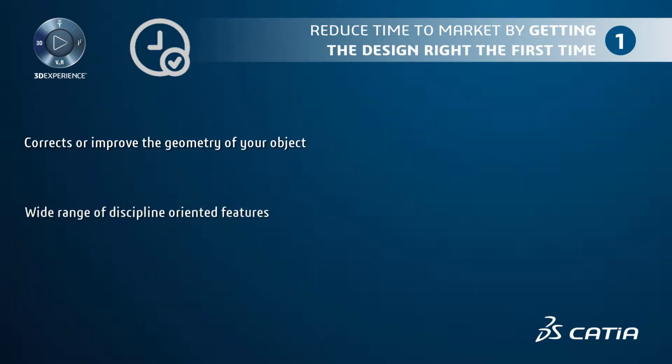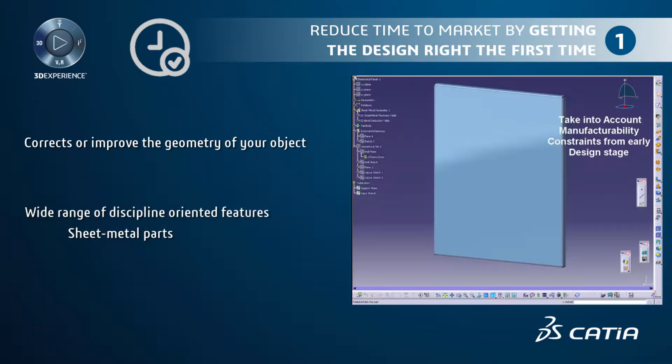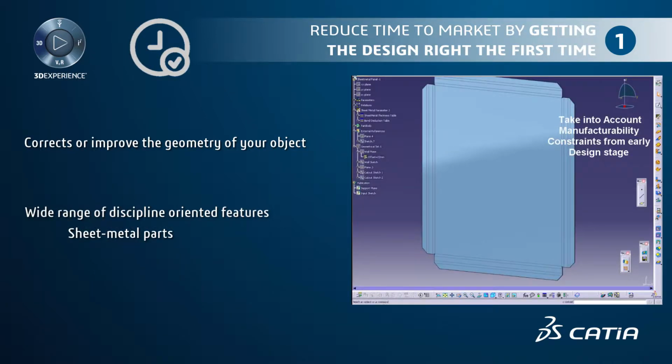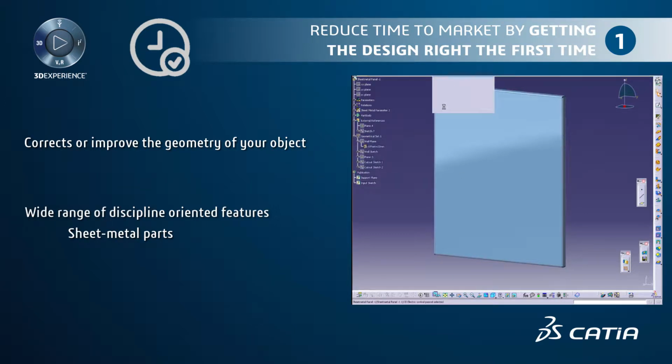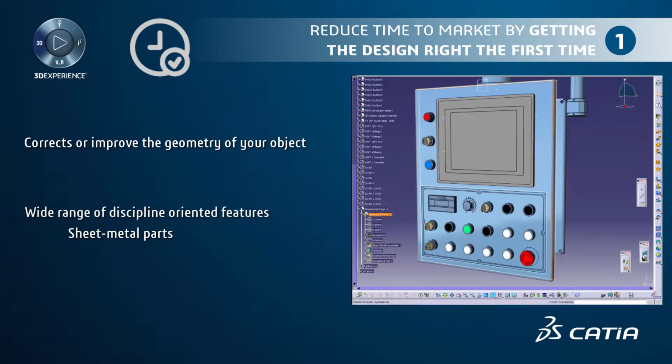Benefit from a wide range of discipline-oriented features and apply company-defined standards to ensure design quality ready for manufacturing. The sheet metal design applications allow efficient design and management of sheet metal components. It incorporates material and process information in sheet metal specific modeling features.